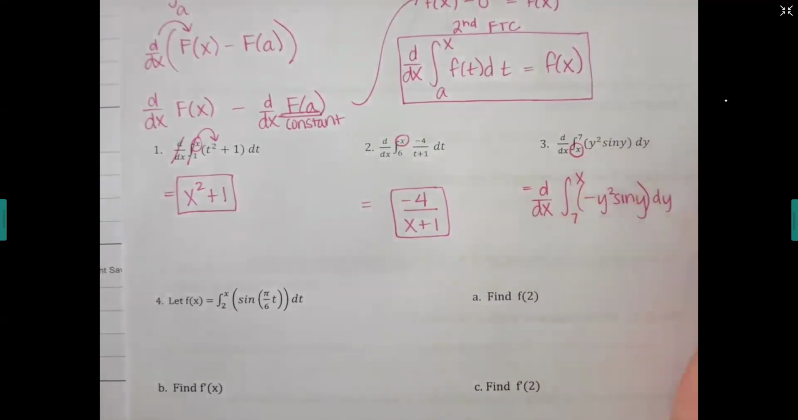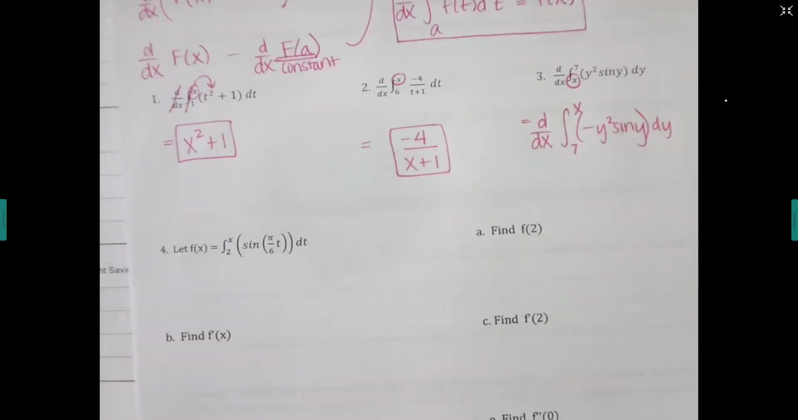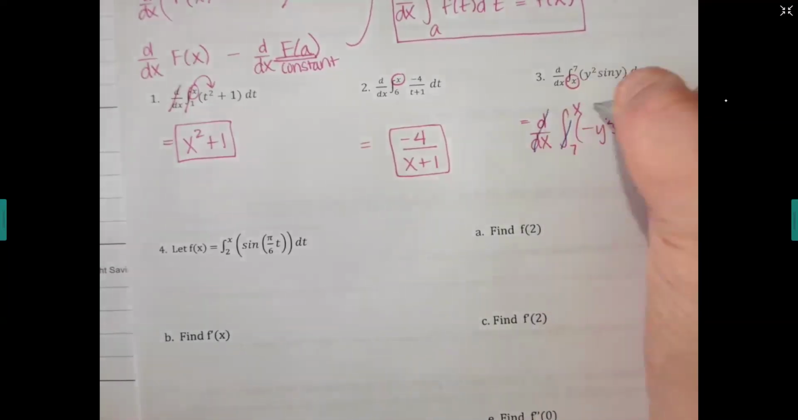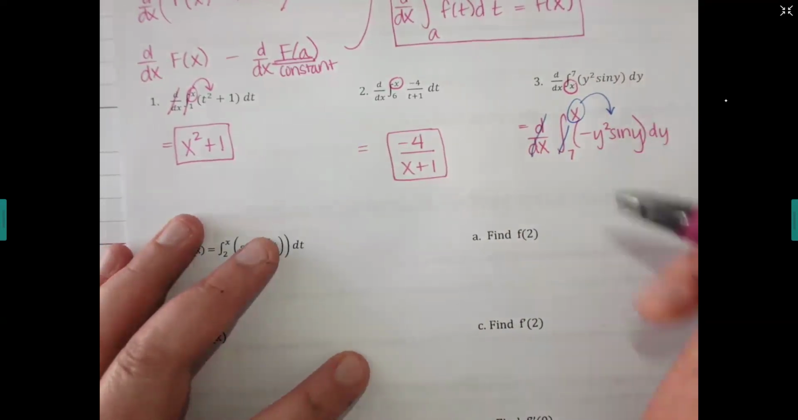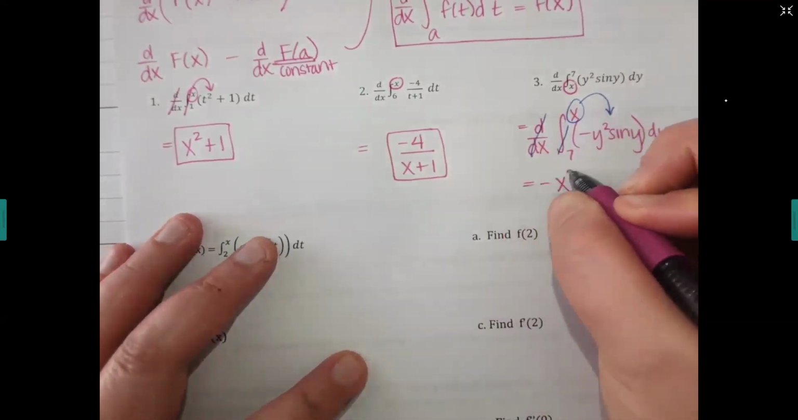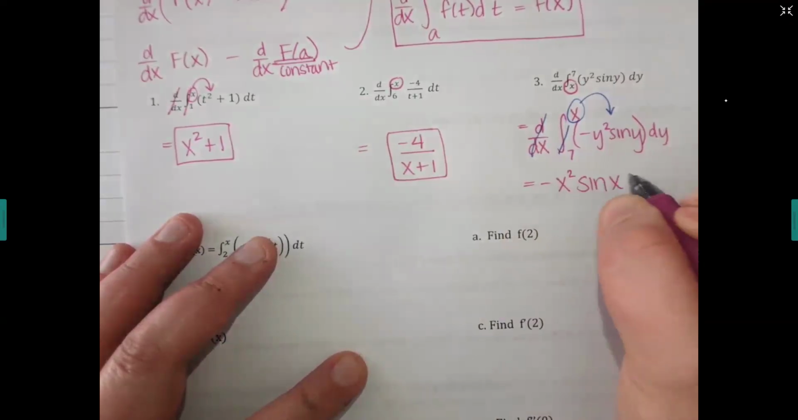Okay. So if your integral is backwards, you should remember from January basically that when you reverse the order of integration, you just have to change the sign. So my y squared sine y is now a negative. Now from there, I can use my second fundamental theorem. So go ahead and cross these out and do your letter swap. So now this is a negative x squared and a sine x. Easy? Okay.